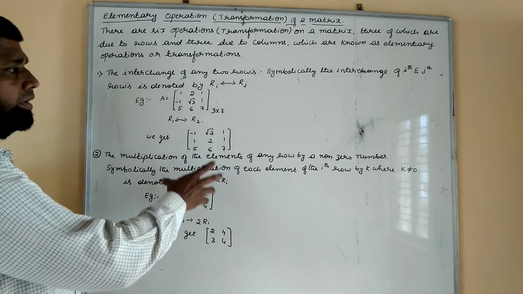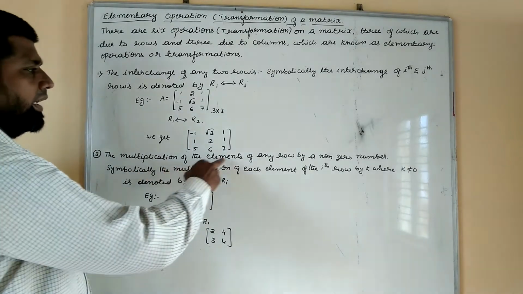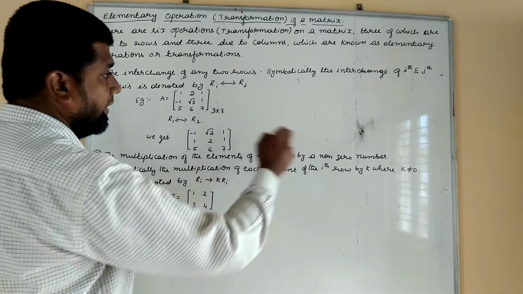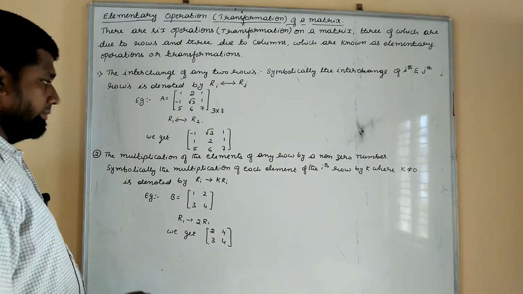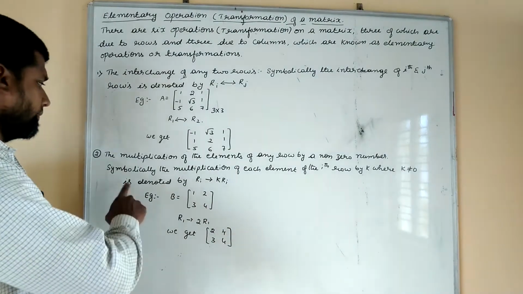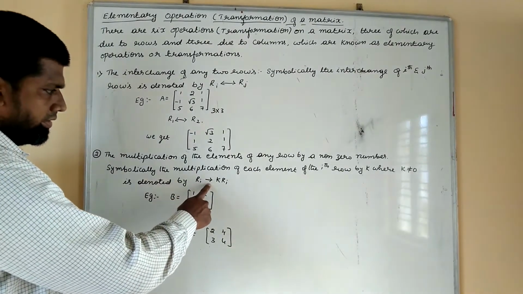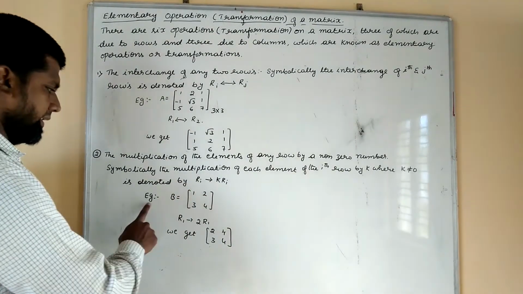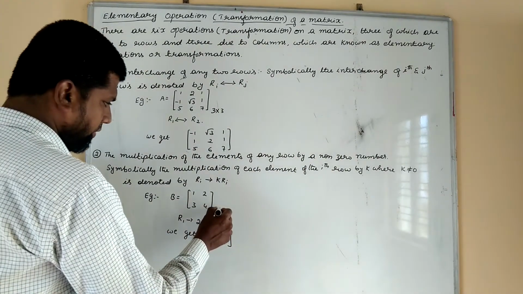We are taking only operations on rows. So the multiplication of the elements of any row by a non-zero number. You should not take 0; you have to take a nonzero number, and it should be multiplied with any one of the rows. So symbolically we write Ri changed to k Ri. Let us take an example. B is a matrix of order 2 cross 2.